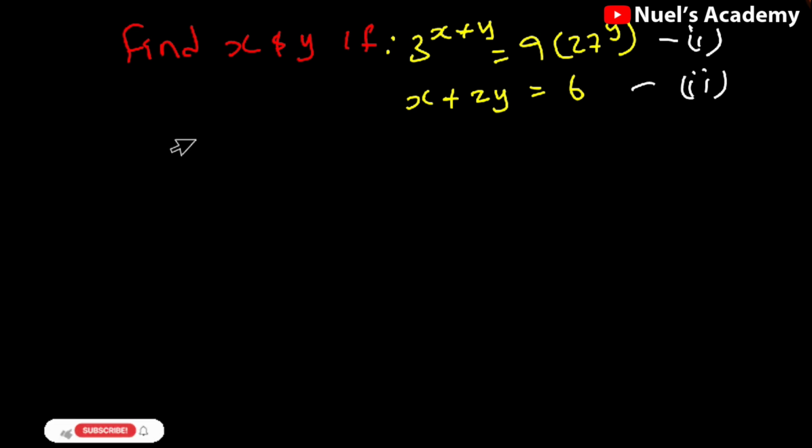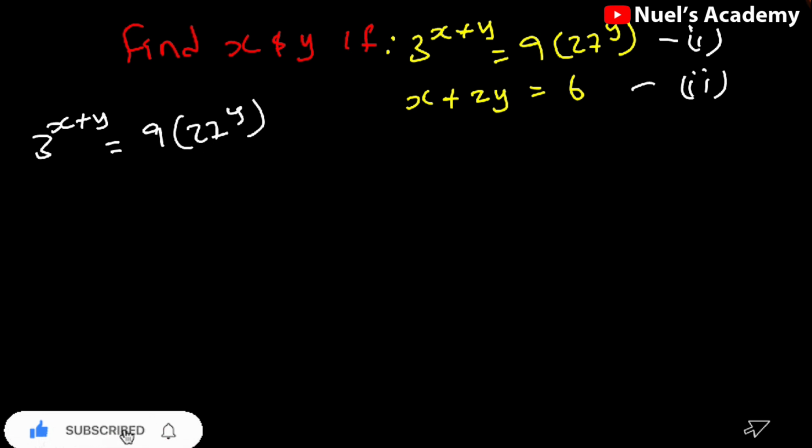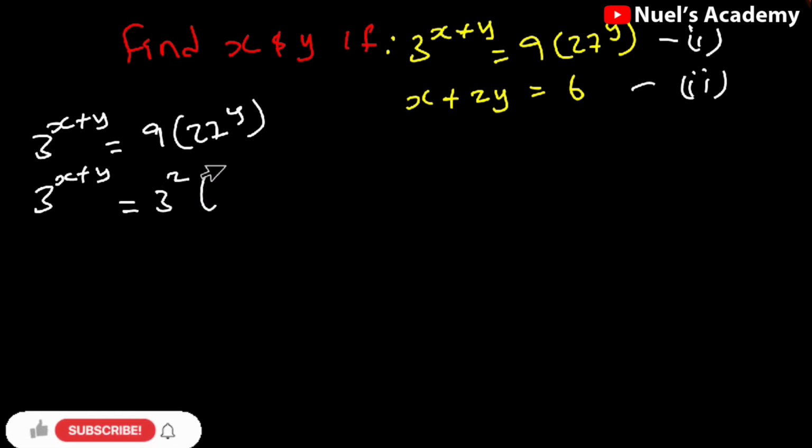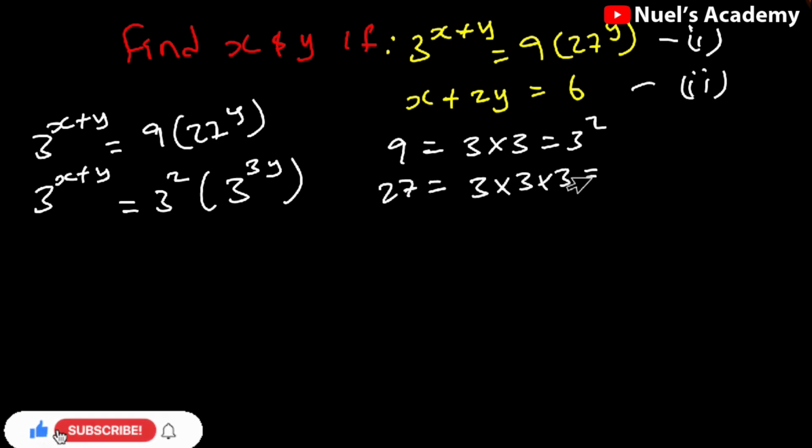Then from equation I, we have 3 raised to power x plus y equal to 9 into 27 raised to power y. So we have 3 raised to power x plus y, then equal to 9 is 3 squared, then into 27 is 3 raised to power 3, then multiplied by y. This is because 9 is equal to 3 times 3, which is equal to 3 squared. That is 3 into 2 places. And then 27 is equal to 3 times 3 times 3. This is equal to 3 raised to power 3. That is 3 into 3 places, 1, 2, 3.